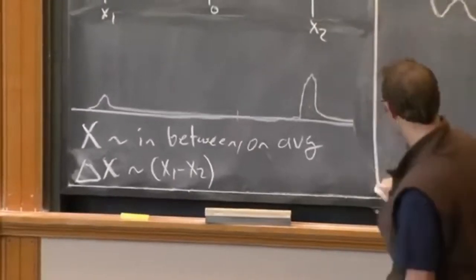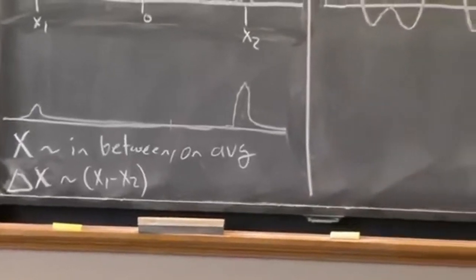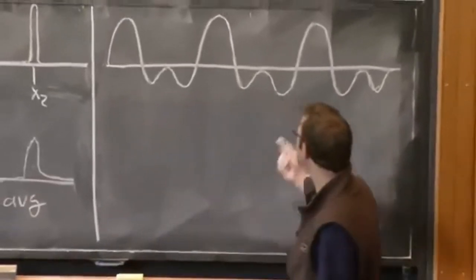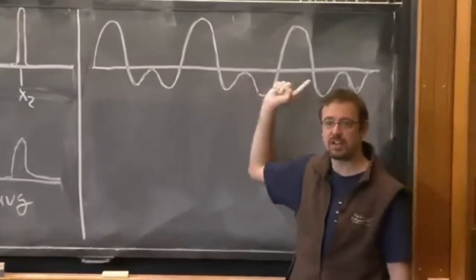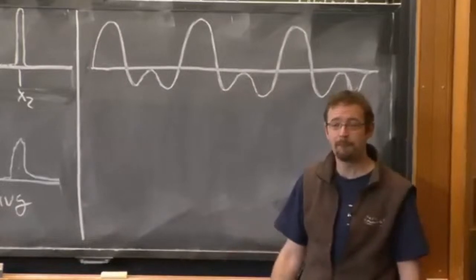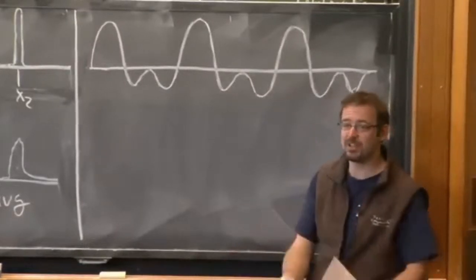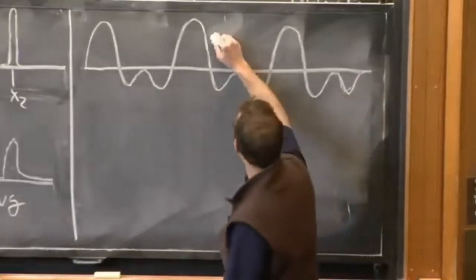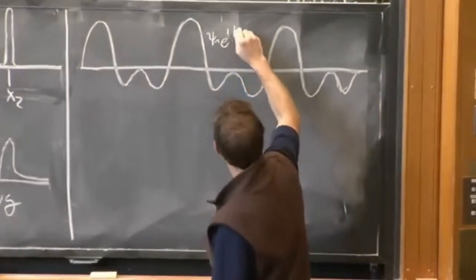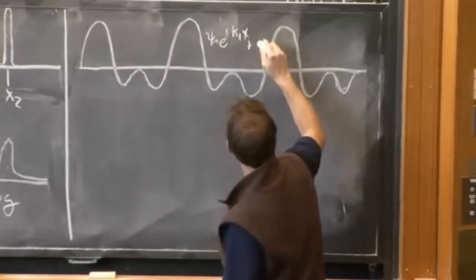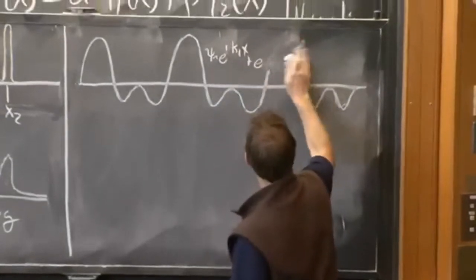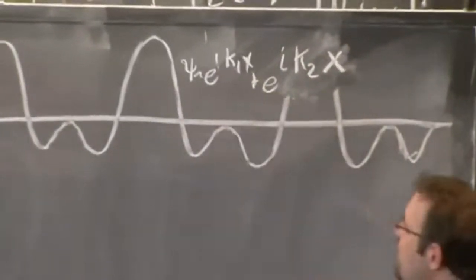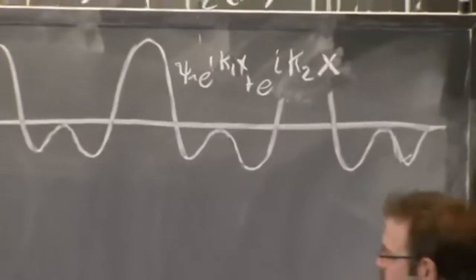Now, what about this guy? Well, does this thing have a period? Does it have a single wavelength, sorry? No. This is like light that comes at you from the sun. It has many wavelengths. In this case, it has just two. I've added those two together. So this is a plane wave, which is psi is e to the ik1x plus e to the ik2x. Okay. So in fact, it has two wavelengths associated with it, lambda 1 and lambda 2.